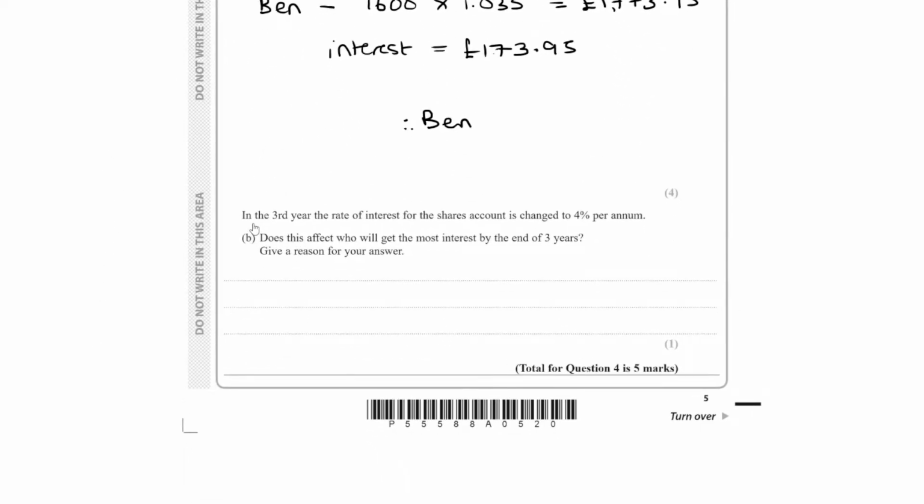Then in part B, we've got in the 3rd year, the rate of interest for the shares account is changed to 4% per annum. So that was Ben's one, wasn't it? So in the 3rd year, so 2 years stay the same, the 3rd year is now 4%. Does this affect who will get the most interest by the end of 3 years? Well, because it's changing Ben's to have more interest, it makes no difference, does it? Because we already said that Ben is the one that has the most interest. So technically, no.